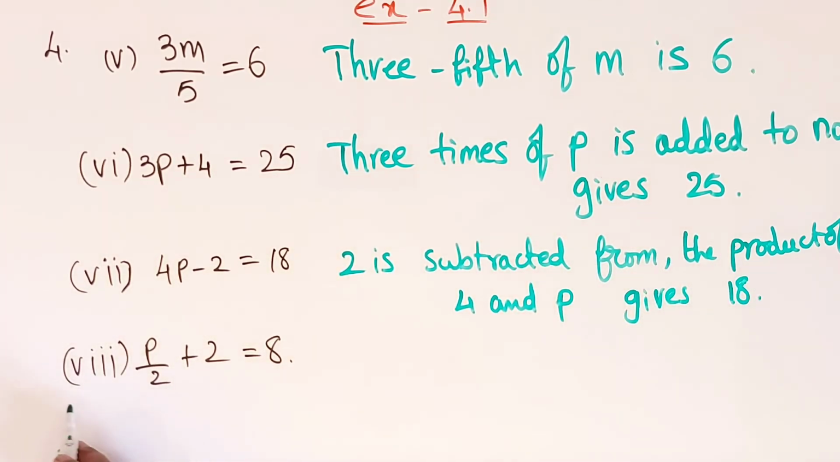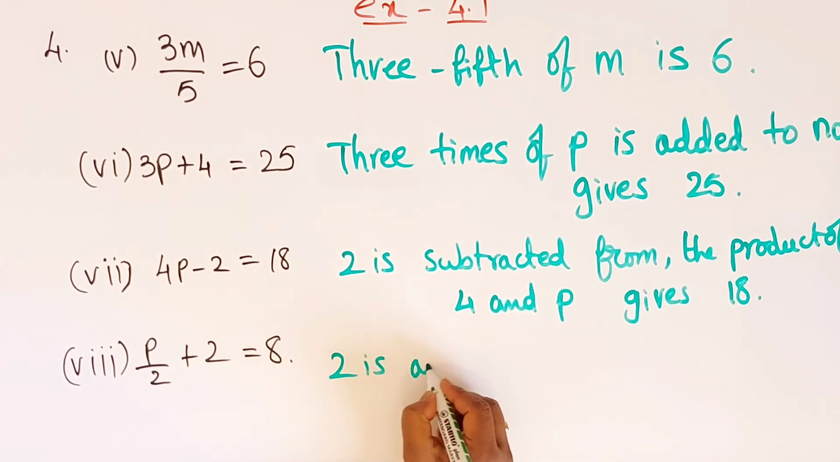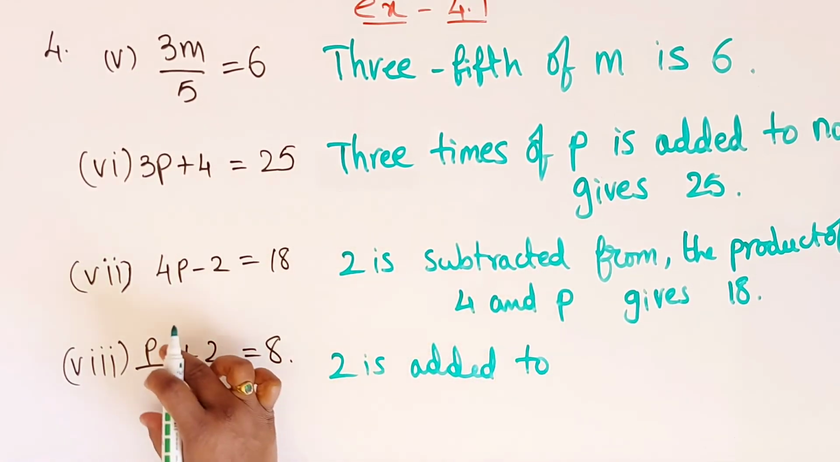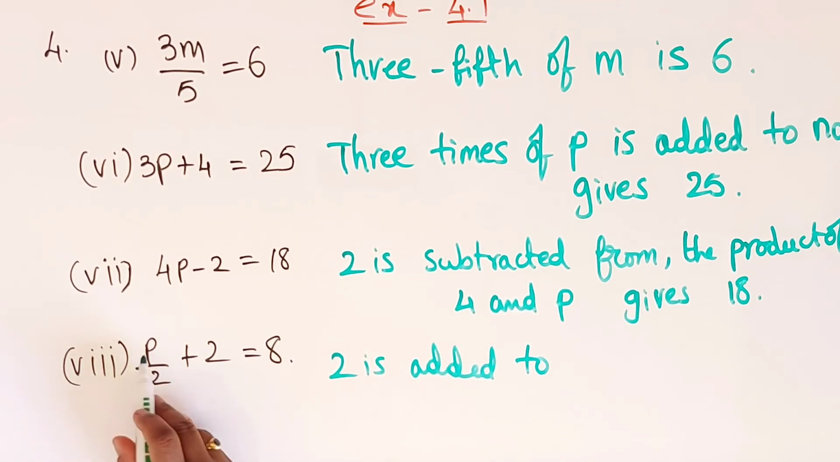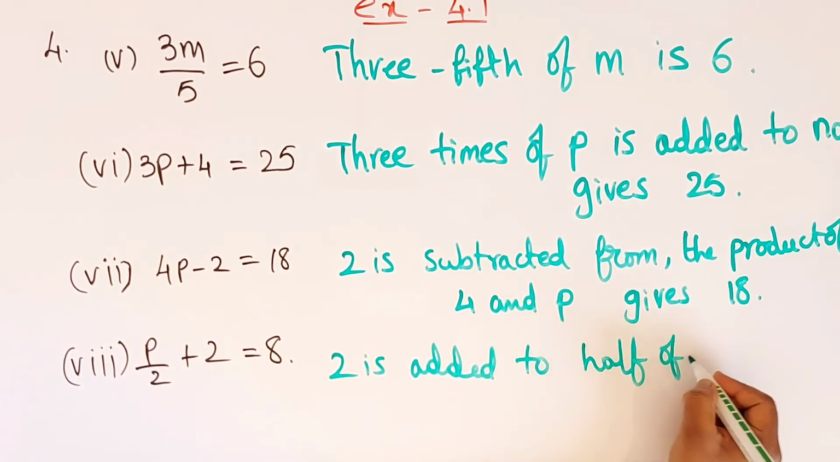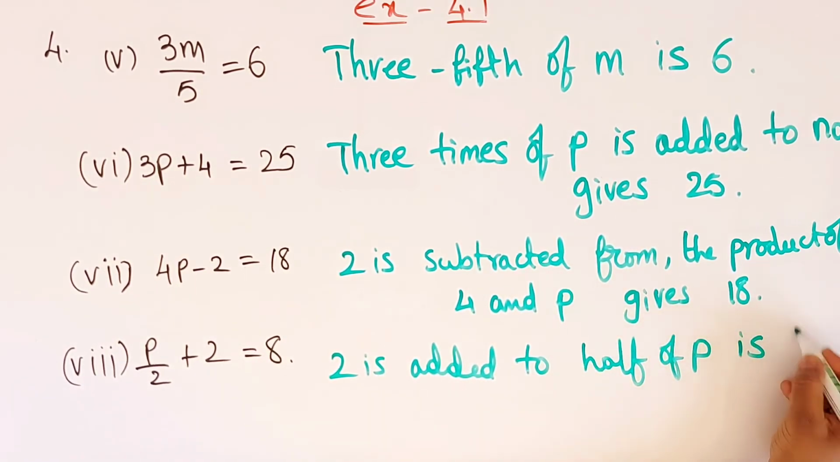Eighth one, p by 2 plus 2 equal to 8 children. Here 2 is added to p by 2. That gives 8. Right children? So here we can write 2 is added to half of p children. 1 by 2 means half only. Half of p is 8.